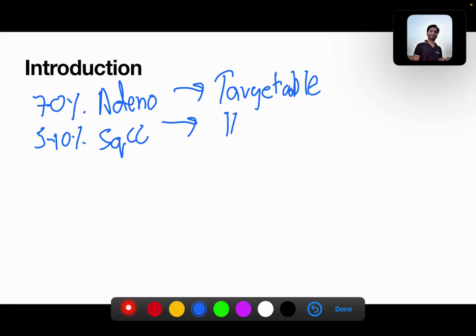So, in this era of management, currently in metastatic non-small cell lung cancer, you always need to establish the presence of a targetable driver mutation first, because if such a mutation exists, then treatment will be targeting that particular driver mutation.